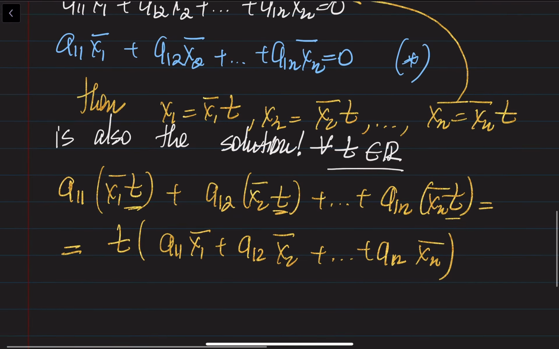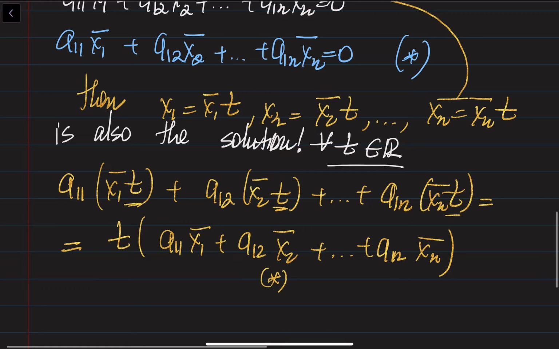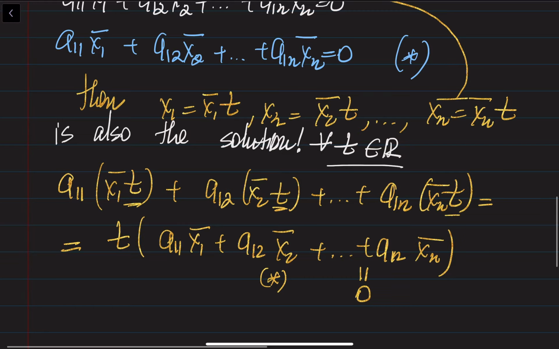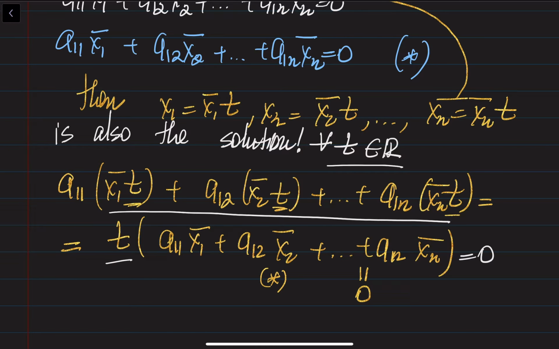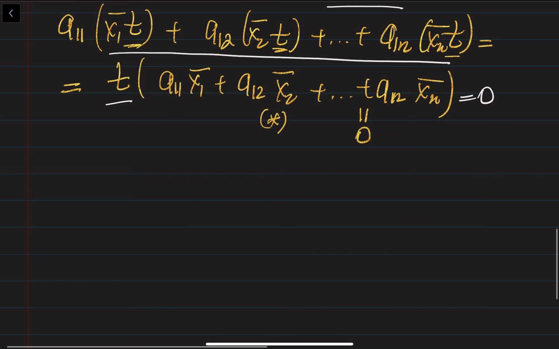So according to the star equation, this is again the star, this is equal to 0 actually. So 0 times any constant is also going to be 0. That is why this vector is going to be the solution of this homogeneous system of linear equations. So essentially, if the homogeneous system of linear equations has a non-trivial solution, then it's going to have infinitely many solutions.